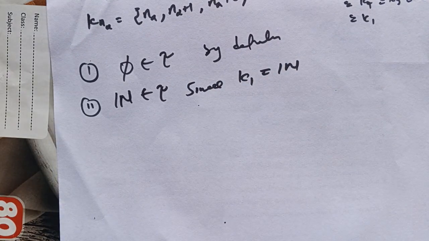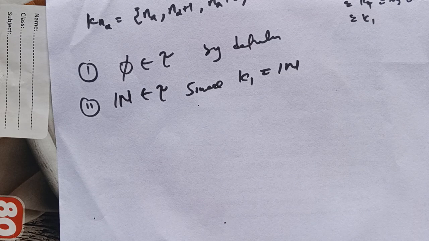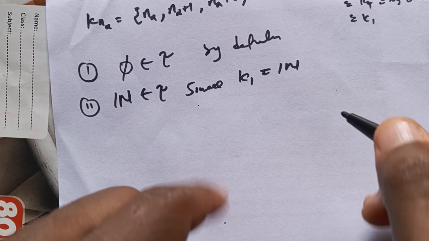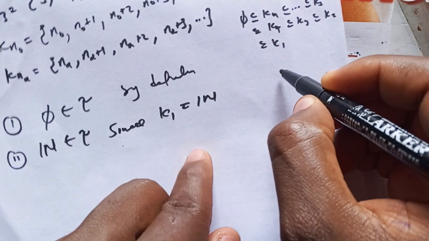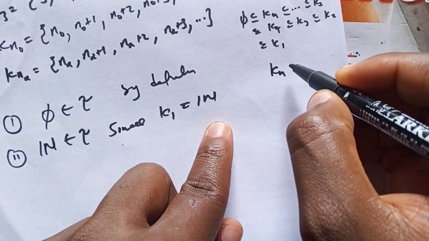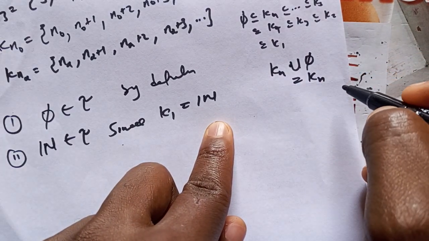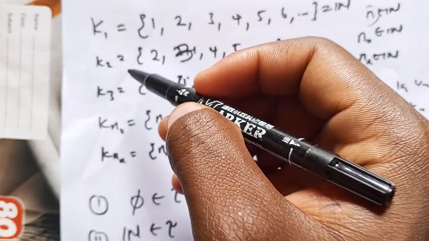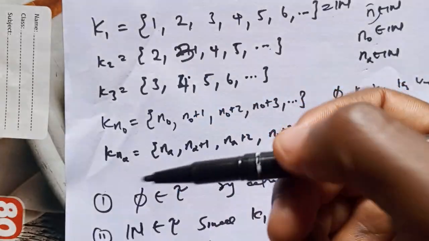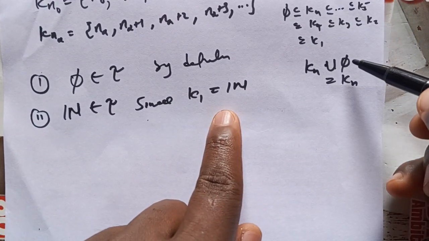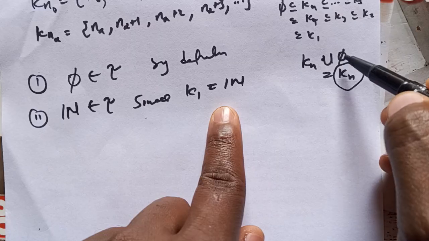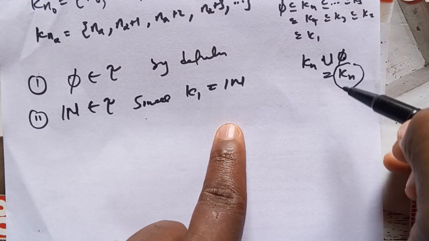Now we need to show that the arbitrary union of sets in the topology is in the topology. Before we do this, observe that if I do Kn union the empty set, I still have Kn. And Kn could be K1, K2, K3, K4, K5, K6, right? So I will only focus on the Kn. I will ignore the empty set.